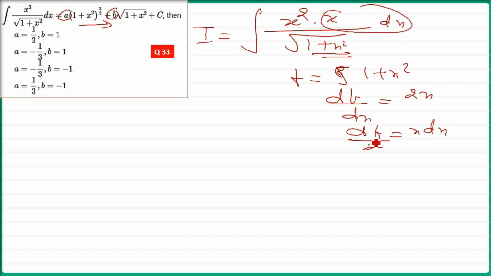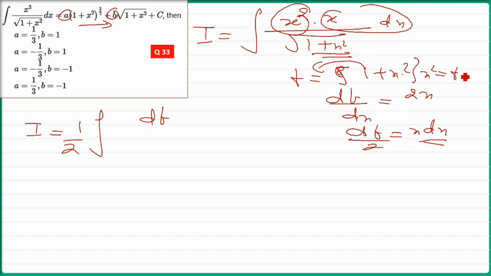Now x dx, we will just replace it by dt by 2. So this integration will be dt by 2 dt. Here we have 1 by 2. x square, because still there, we can change this t equals 1 plus x square in terms of x square. It will be t minus 1. So we can write t minus 1 in place of x square. So t minus 1 dt. Under root 1 plus x square is under root t.